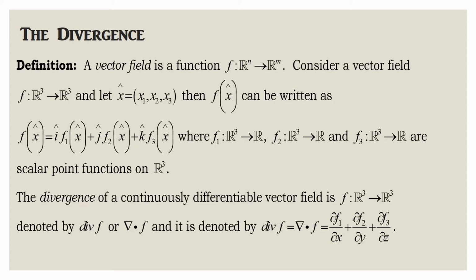We have already seen what fields are. Fields are of two types, scalar fields and vector fields. They are also called scalar point functions and vector point functions. A scalar field is a function from R^n to the real number system R. A vector field is a mapping f from R^n into R^m, a multidimensional space R^n into another multidimensional space R^m.